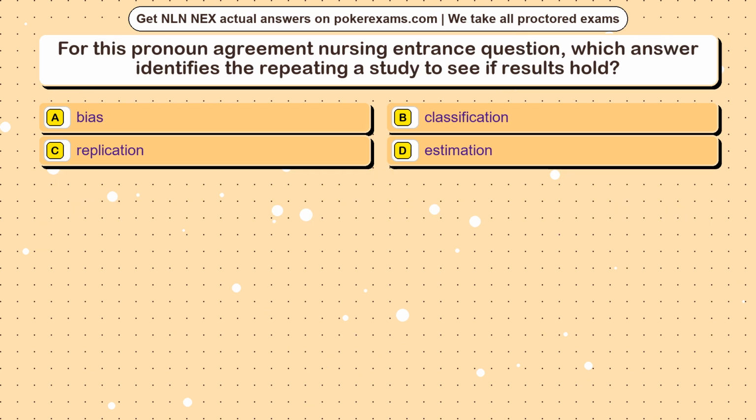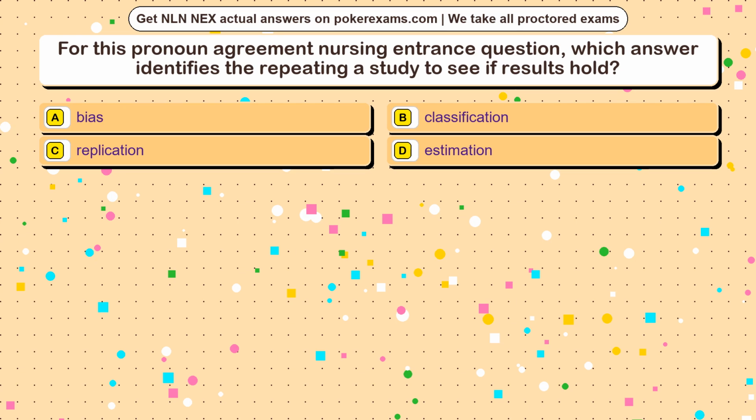Question 13. For this pronoun agreement nursing entrance question, which answer identifies the repeating a study to see if results hold? Option A, bias. Option B, classification. Option C, replication. Option D, estimation.